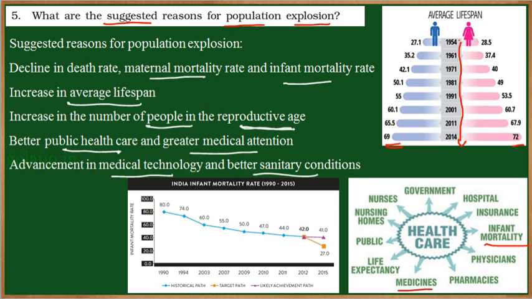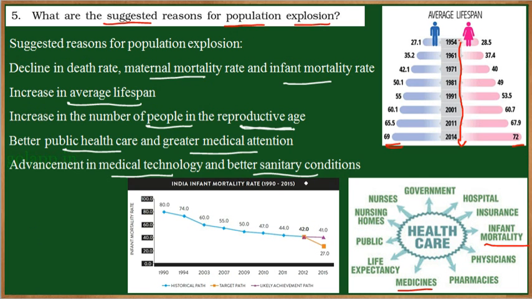So having public health care, greater medical attention, increase in medical technology, and following better sanitary conditions all lead to good health. So if there is good health, it increases the average lifespan of an individual, and therefore in turn it leads to population explosion. So having better sanitary conditions helps us to get rid of many diseases.